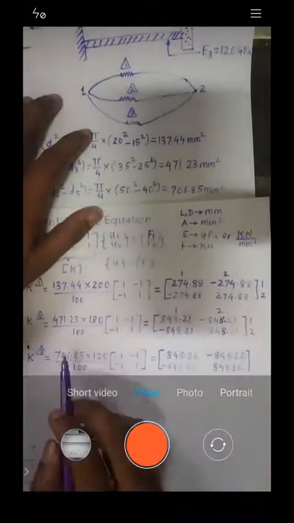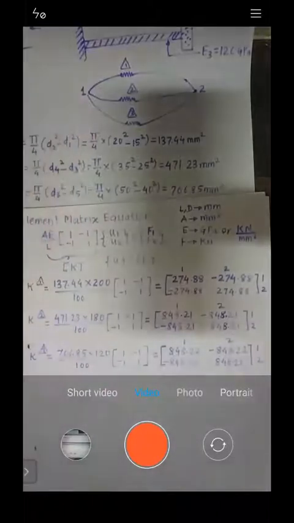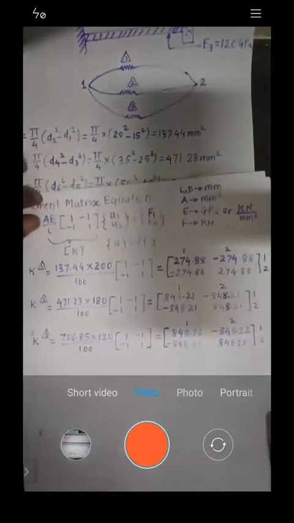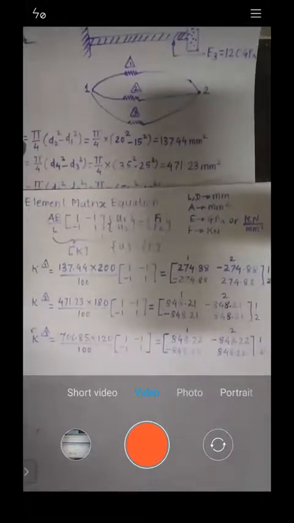As you know, this is element number 3. It is again between the same node 1 and 2. So 1, 2, 1, 2. Is it okay or not? All of you understood or not? Yes, sir.